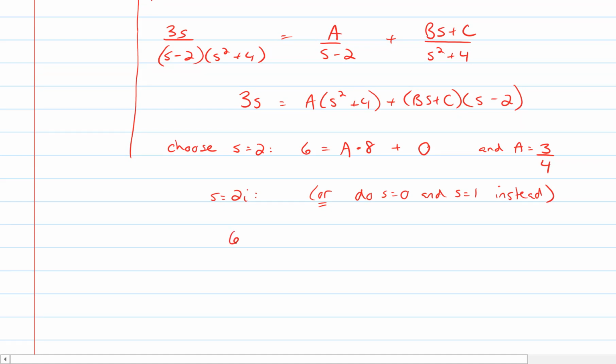Then the left-hand side becomes 6i is equal to, notice that the s squared plus 4 term will be negative 4 plus 4, and so we get 0 for the entire first term, plus 2Bi plus C onto 2i minus 2, is equal to, and then multiplying out, foiling out, you get minus 4B minus 4Bi plus 2Ci minus 2C.